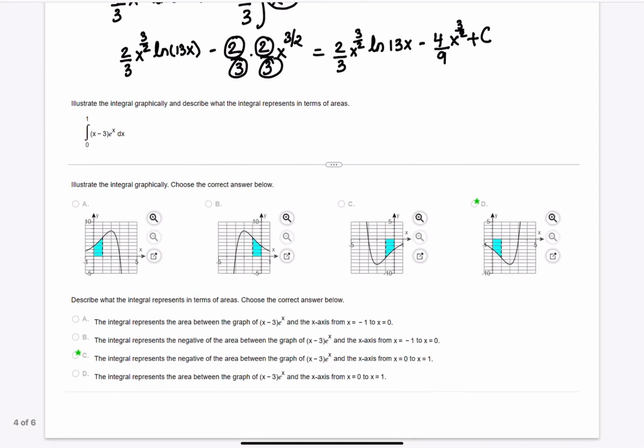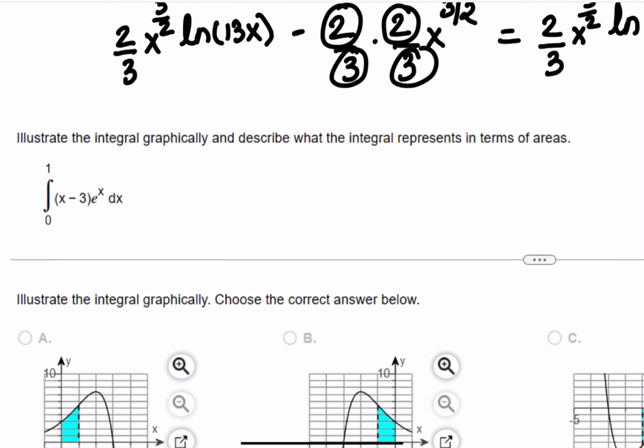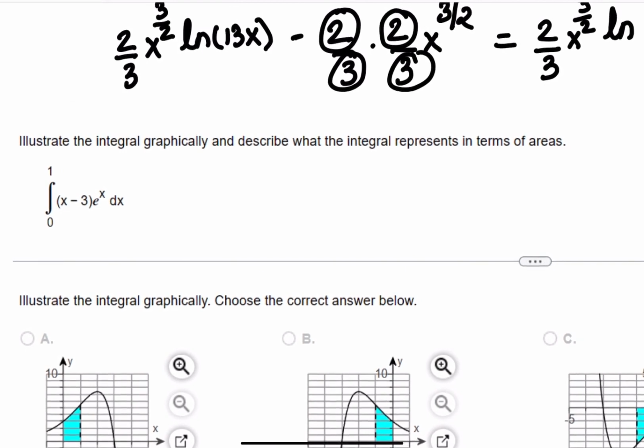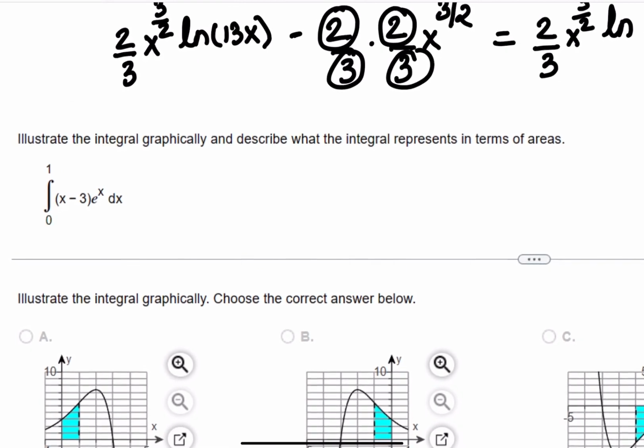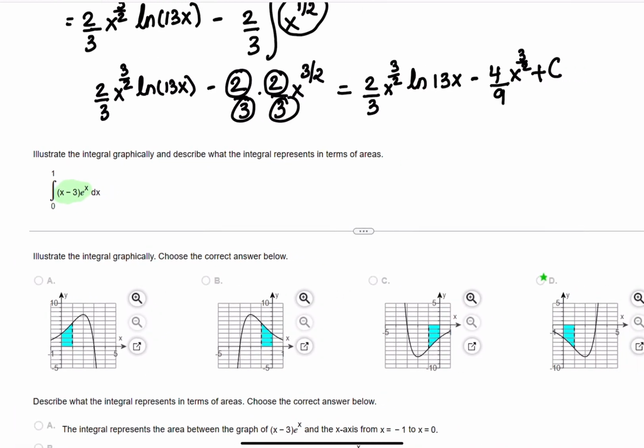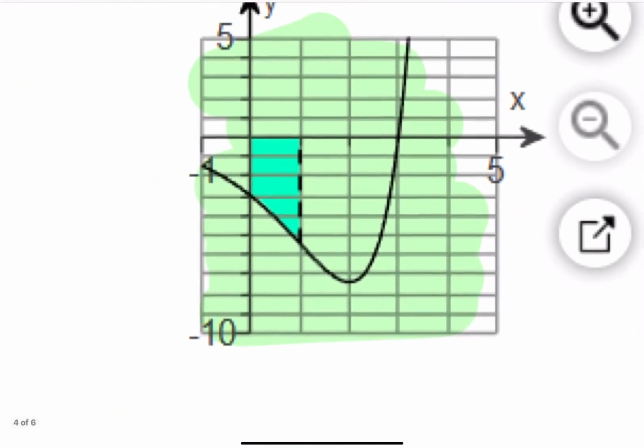Let's see what this problem says. It says, illustrate the integral graphically and describe what the integral represents in terms of area. The best thing I can ask you to do is go ahead, plug this whole thing into your calculator, and you will see that your graph is something like this. Let me expand this. Your graph is something like this.